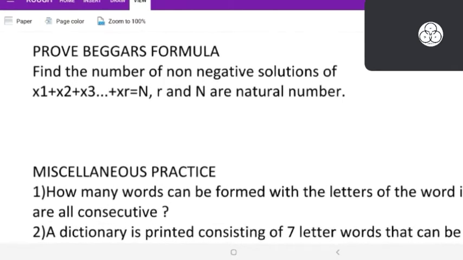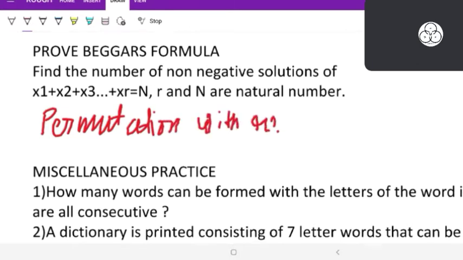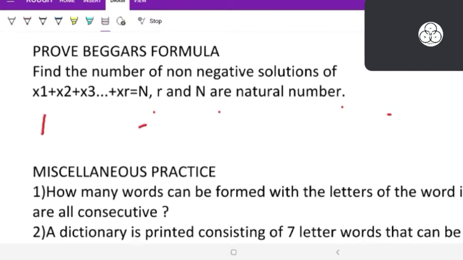Find the number of non-negative solutions of x1, x2, x3, up to xr. r and n are natural numbers. So this is nothing else, but I'm just giving a hint. Use permutation with repetitions. You'll get it. So now let us prove it.